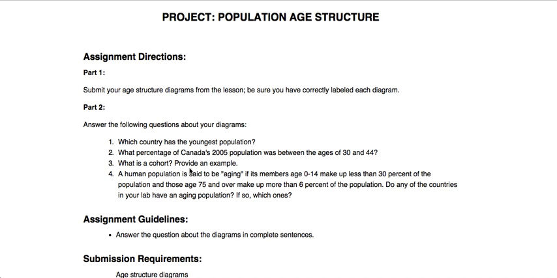And then finally, being able to put this all together and realize that a human population is said to be aging if its members aged 0 to 14 make up less than 30% of the population, and those aged 75 and over make up more than 6%. Do any countries in your lab have aging populations? Of those 3 that you were to look at, which ones meet those criteria, if any? Tell me which ones they are, and give me your reasoning behind why that is.